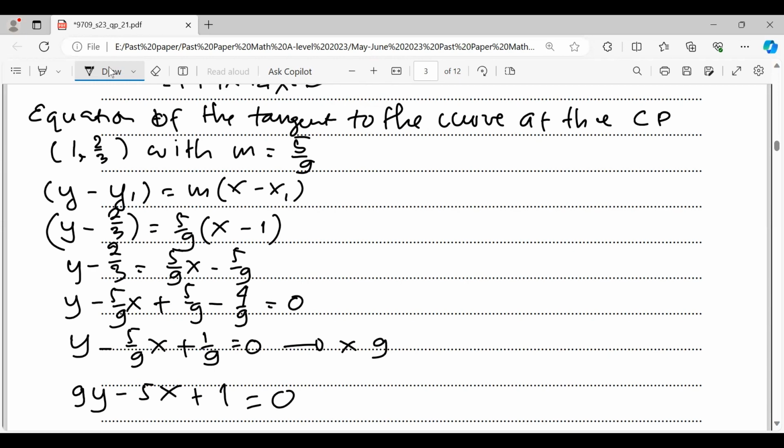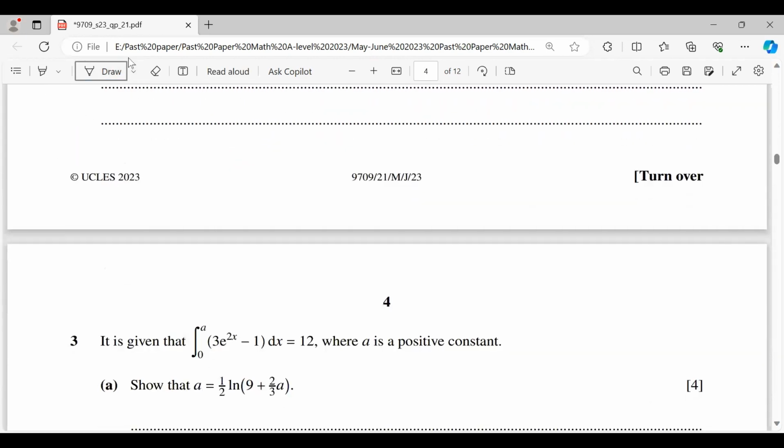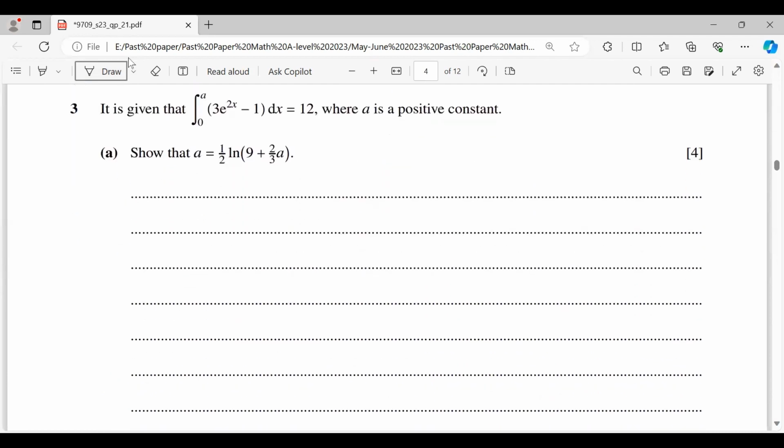Next, number 3. It is given that the integral from 0 to a of 3e power 2x minus 1 dx equals 12, where a is a positive constant. Show that a equals half ln of 9 plus 2/3 a.